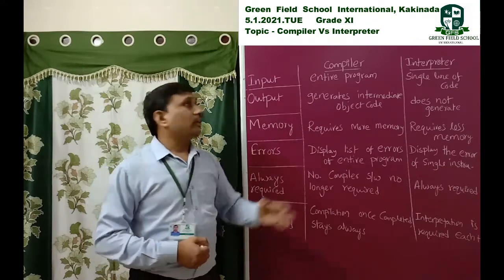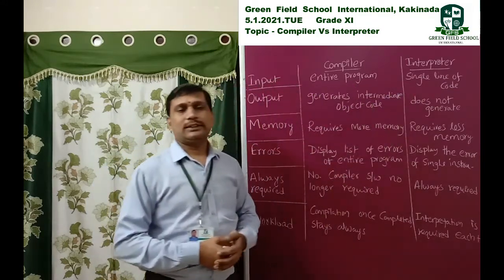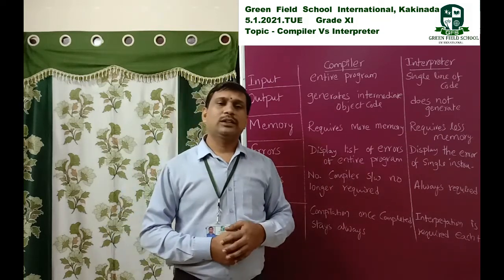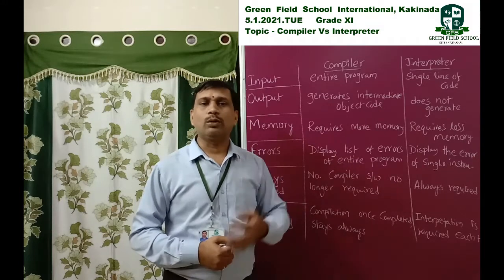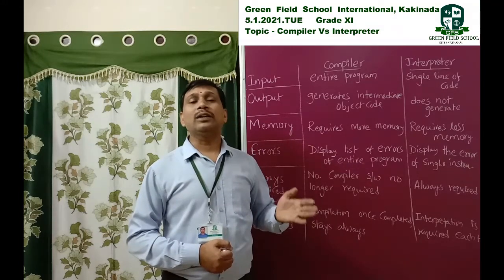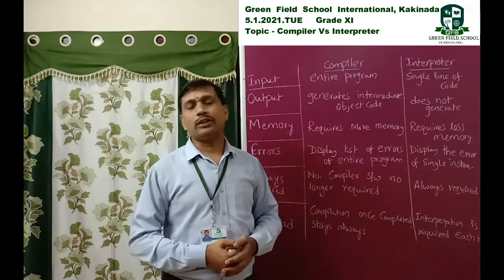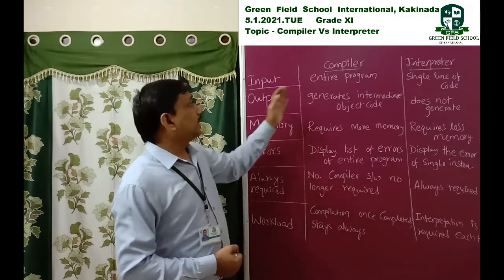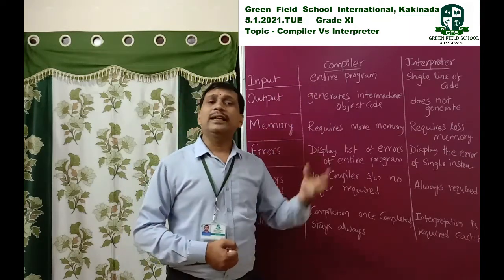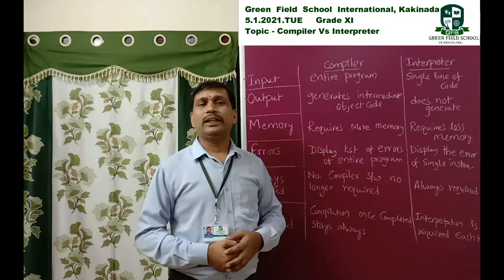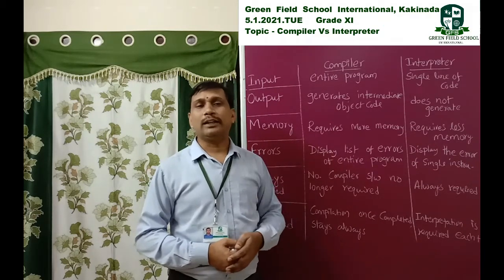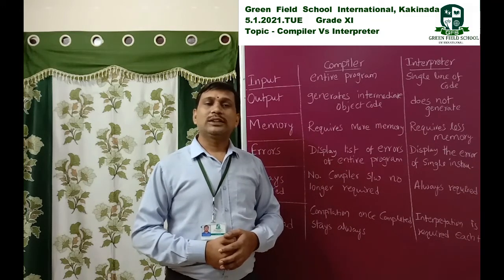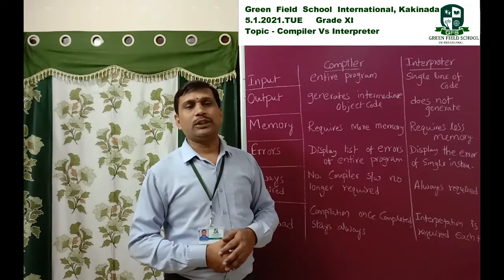See here, for both these translator programs, compiler and interpreter, the input is a source code program, that is our Python code. This Python code, the source code program, can be converted into object code. That is our target. See here, the compiler takes the entire program file, that is the .py file, as a single input. Then it converts it into object code.